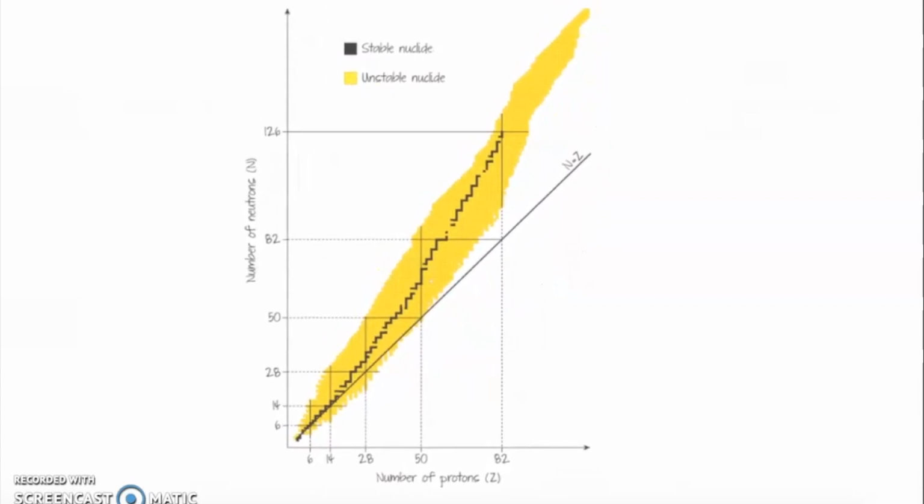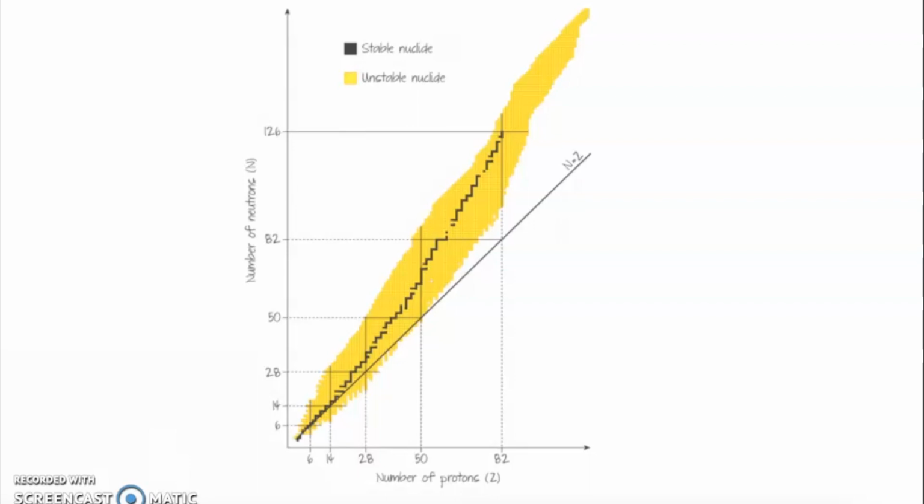And I really like this graphic here. You have the number of protons, or Z, on the x-axis, the number of neutrons, or N, on the y-axis. And you can see that there's this line of stability happening. The black here is the stable nuclei. And any yellow here is an unstable nuclide. And so the unstable yellow wants to get back to that stable black.